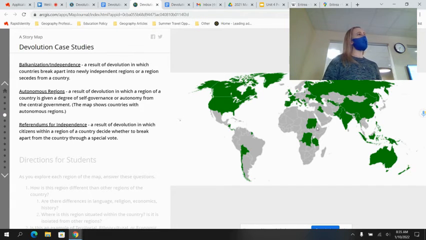In the United States, what would we consider an autonomous region? A region within our country that has some degree of autonomy. This is different than federalism. We have a federal system in which our states have power to make some laws, and we share power with the central government, right? But we also have autonomous regions within our country. We have regions that are still part of the United States, but to a large degree have their own power to make their own rules.